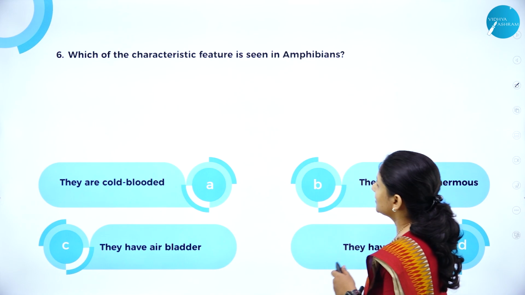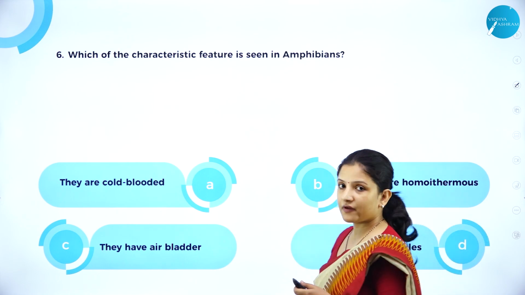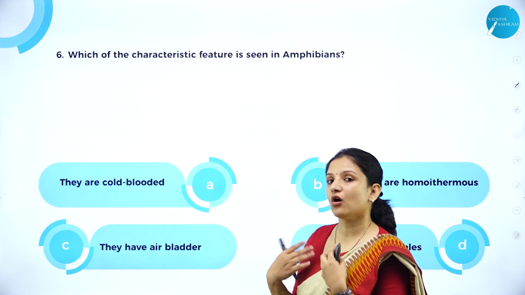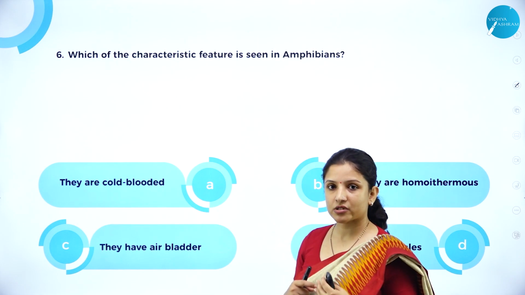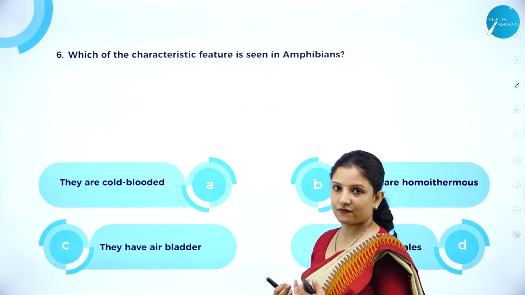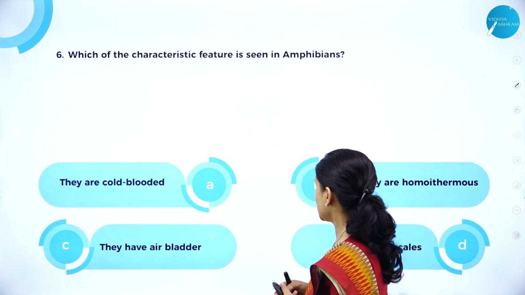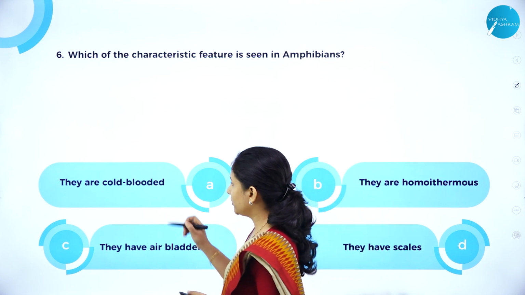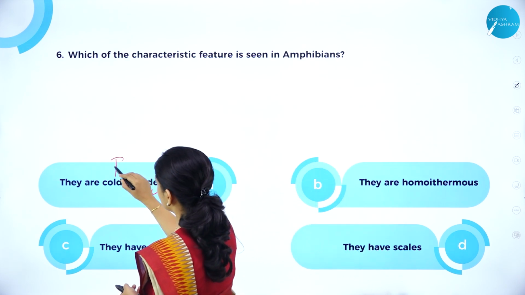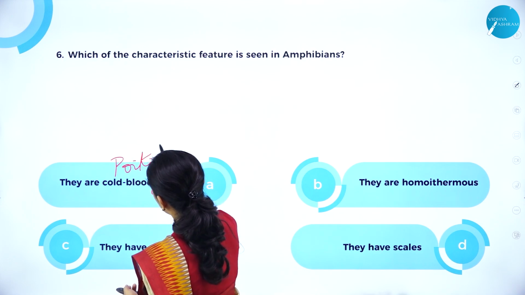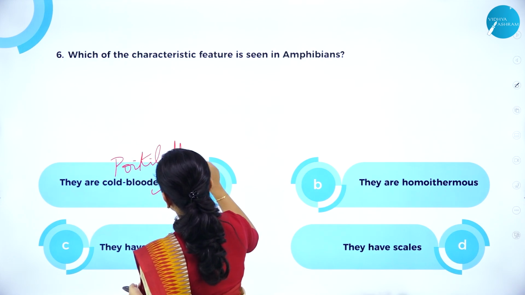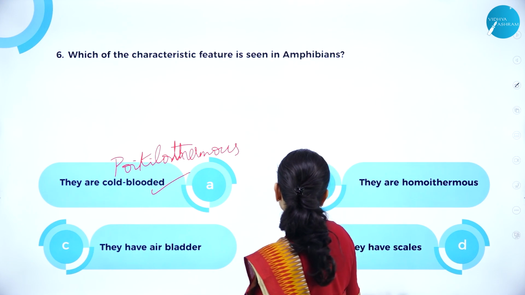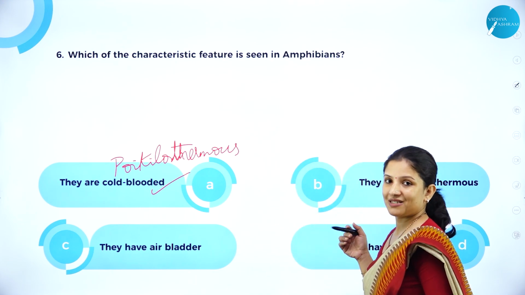Which characteristic feature is seen in amphibians? What have I asked here? Which characteristic feature. I have not asked which one of the following is not a characteristic feature. So in this question, we are supposed to find out which is the characteristic feature of amphibians. They are cold-blooded, they are homeothermous, they have an air bladder, they have scales. They are cold-blooded, yes, or I can put the option as poikilothermous, because poikilothermous is also called cold-blooded. Is it homeothermous? No, because homeothermous means warm-blooded.